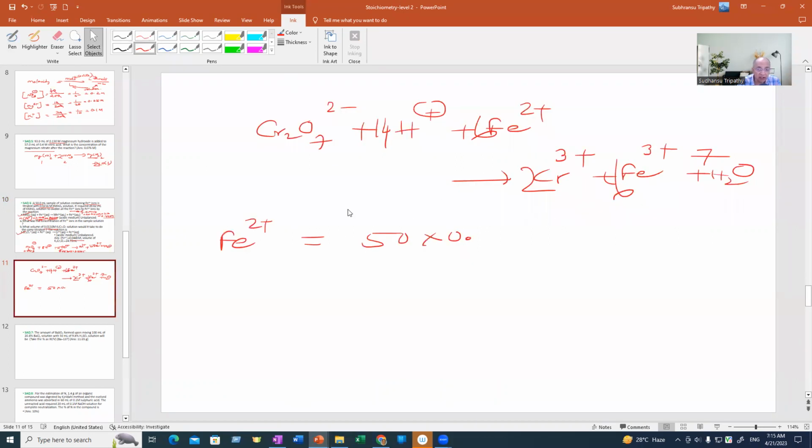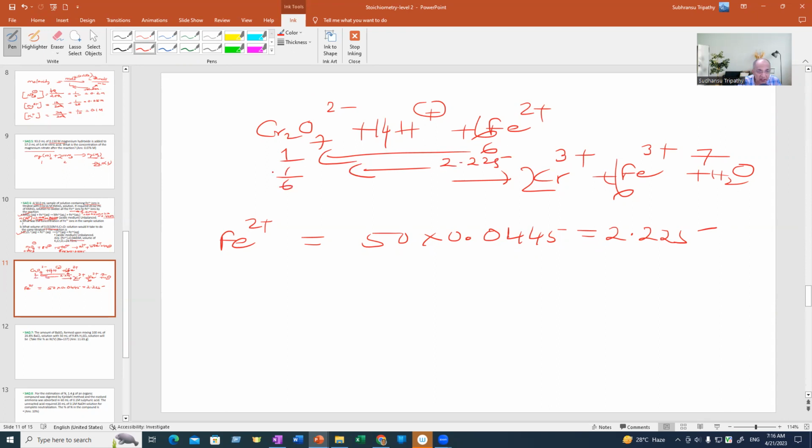So let us see what is the millimoles of ferrous ion: 50 times 0.0445. Use the calculator. 2.225 millimoles of ferrous ion is consumed, but our ratio is 1:6. So 1/6 times 2.225 is 0.3708. Is it correct? Yes, sir. 2.225 by 6.